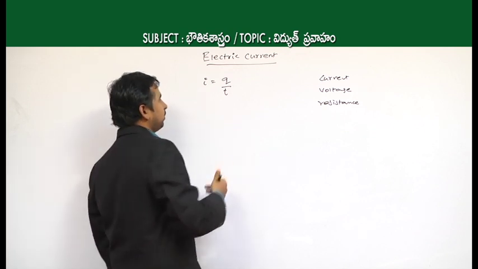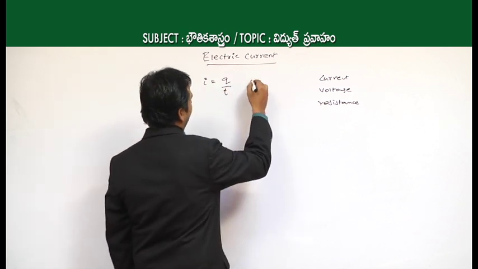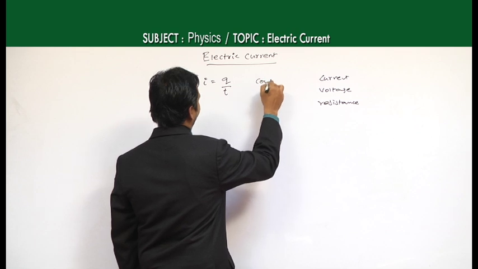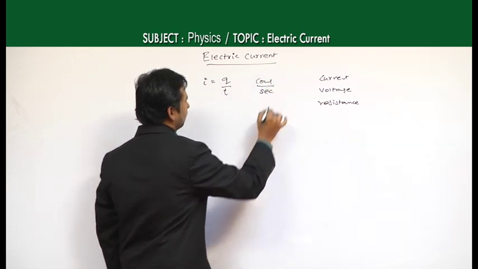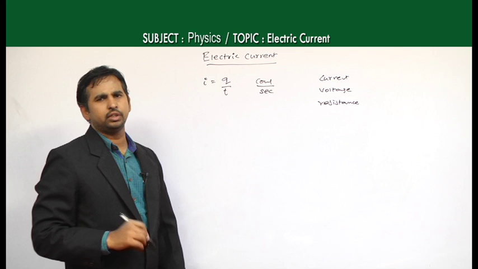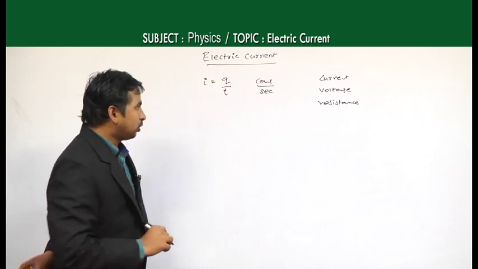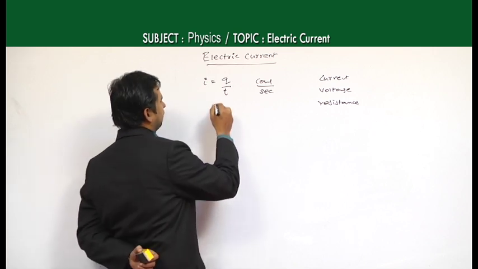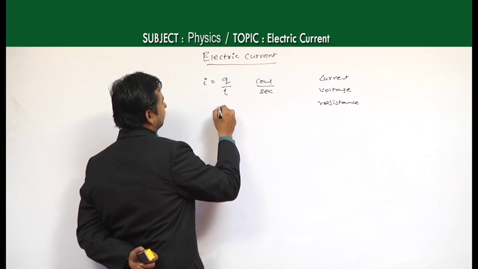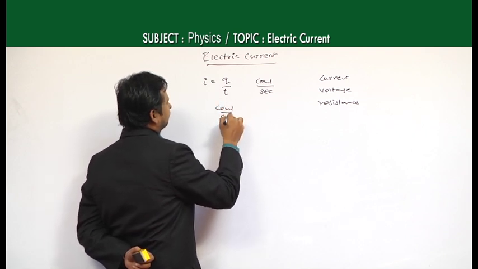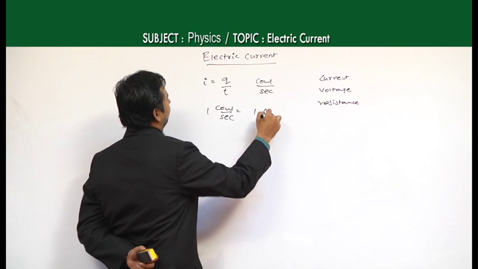For the units, charge is in coulombs and time is in seconds. So coulomb per second is the unit for the current. That coulomb per second is also called ampere. Coulomb per second is equal to ampere.